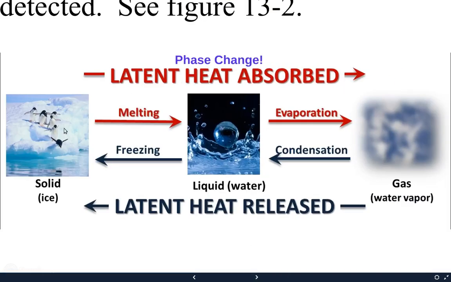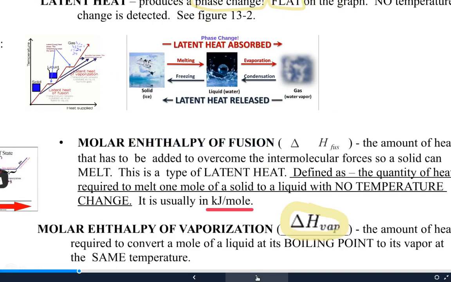Again, when you add latent heat, you change the phase. You go from a solid to melting, from melting to vapor. That's adding extra heat. And when you take it away, you release it, you let go of it, you go from a vapor to a liquid and from a liquid to a solid. So it depends on if you add heat, you go up to a gas. If you take heat away, you go down to a solid for the latent heat.